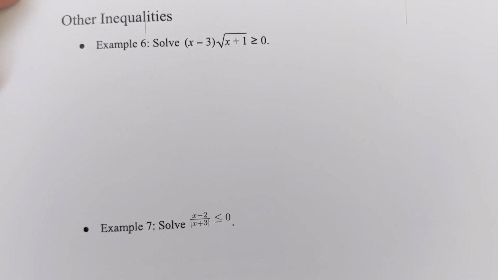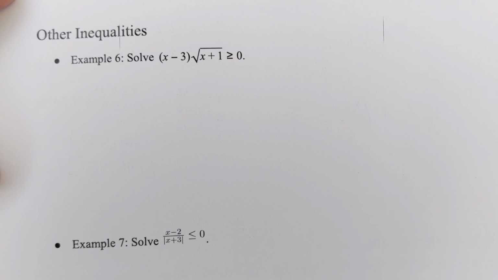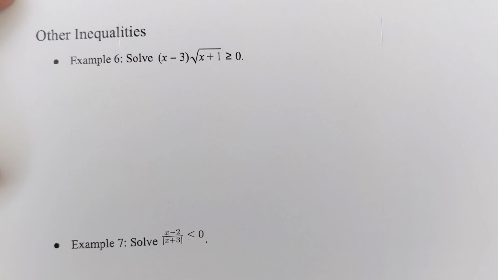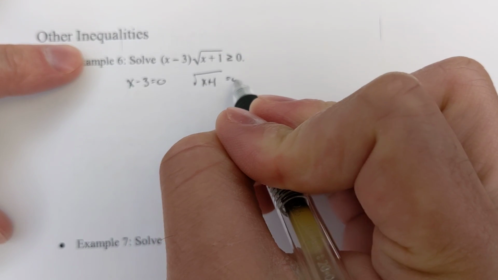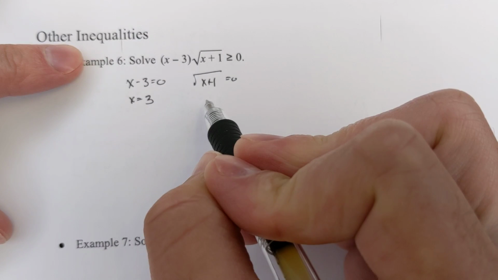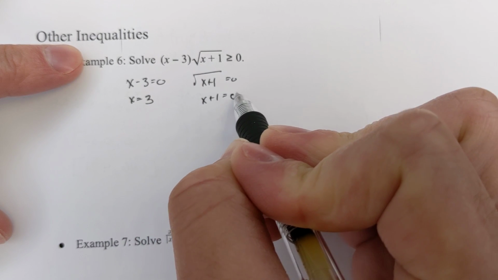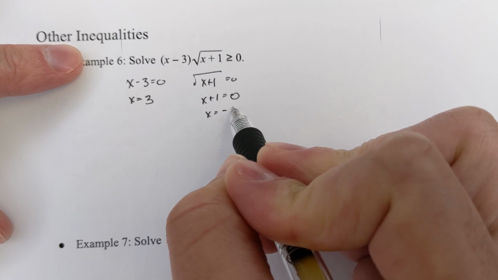Okay, so turn the page over here. So now we've got some radicals in it. Solve x minus 3 times the square root of x plus 1 is greater than or equal to 0. So let's see here. Zeros first. You've got two factors, so you set them separately equal to 0. This one's going to give me 3. This one's giving me the square root of x plus 1 equals 0, so square both sides. x is equal to -1.